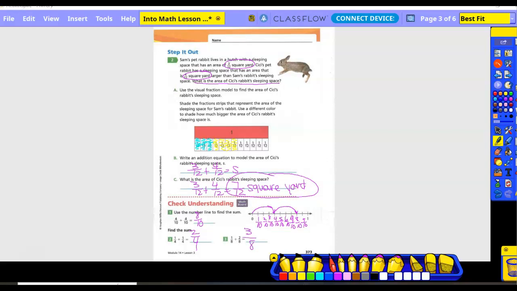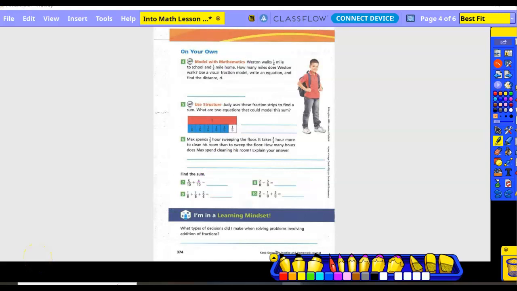Okay. All right, number 4 on your own. Weston walked 1/4 of a mile to school and 1/4 of a mile home. How many miles does Weston walk? Use a visual fraction model, write an equation, and find the distance d. Okay, so let's pull out our information. 1/4 of a mile, 1/4 of a mile. How many miles does he walk? Okay, so they want a fraction model.